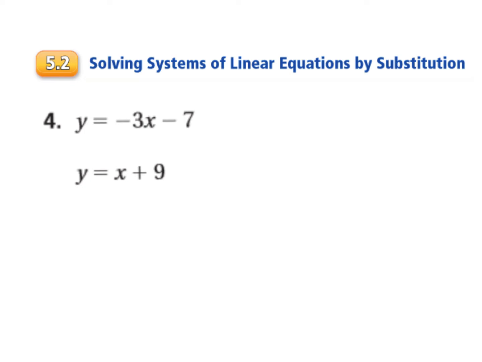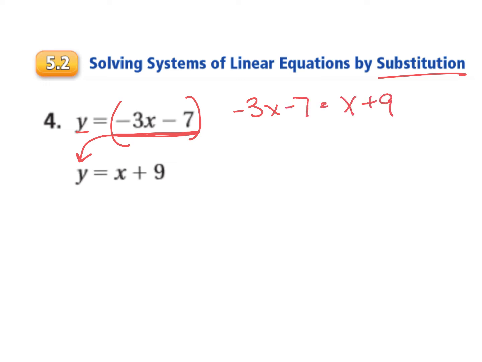Now we're going to solve systems of equations by substitution. And this is, remember, where we take y equals negative 3x minus 7. We take that expression, negative 3x minus 7, and we substitute it in for the y. So if we rewrite that, we get negative 3x minus 7 equals x plus 9. So we took that and we substituted it in for the y. Now we're going to solve this like we would any other equation.